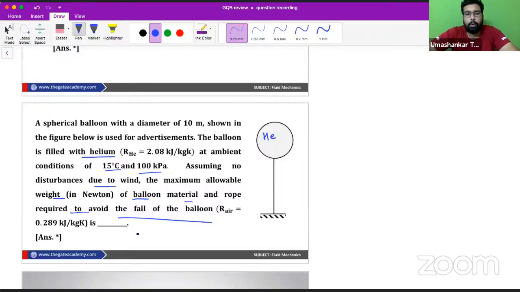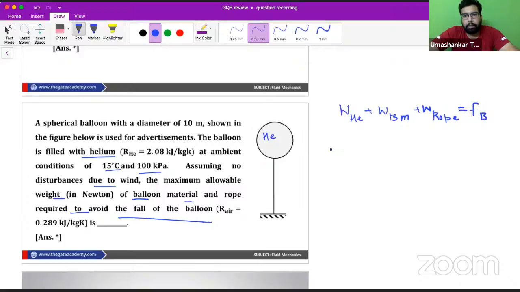Basically, how can we do it? If we do the balance of the forces, we know that the weight of helium will be acting downwards, plus the weight of the balloon material, plus the weight of the rope, and they all must be equal to the buoyancy force, because it is in equilibrium condition, a static condition currently.